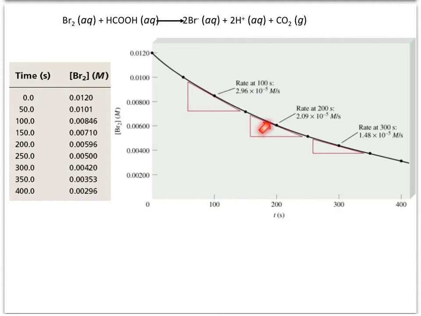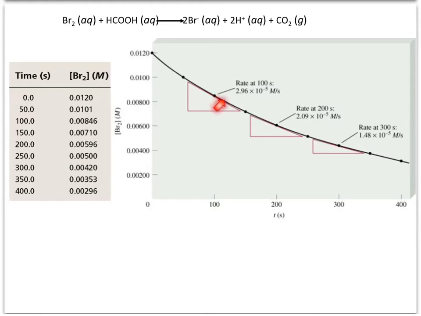We've picked 3 points along the way and marked them and written down their exact rate at those particular points. Right here at 100 seconds, the rate at which it is disappearing is 2.96 times 10 to the negative fifth molarity per second. After 200 more seconds, so we're at 300 seconds from this point right there, it is 1.48 times 10 to the negative fifth. So the rate is decreasing as time goes on, and it's decreasing at every step along the way. Really, it's not 2.96 times 10 to the negative fifth until it gets to this point. If we move even slightly from that point, the rate is going to decrease.